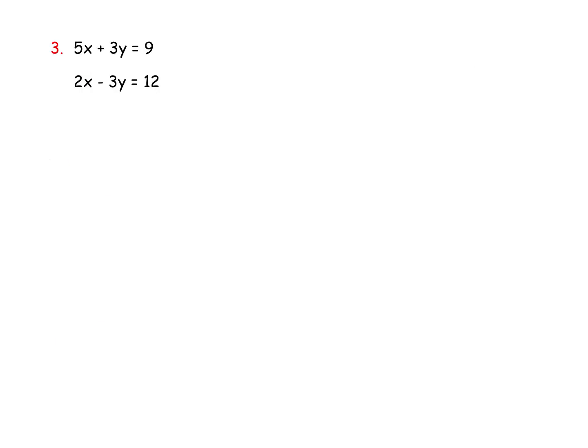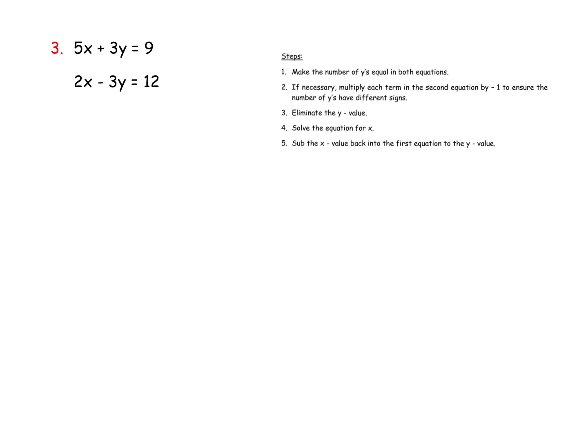Question 3 is very similar again, so I'm going to add in the rules for solving the simultaneous equations. Again, we're going to follow these 5 steps. Here we have the simultaneous equation 5x plus 3y is equal to 9 and 2x minus 3y is equal to 12. Firstly, we're going to make the number of y's equal in both equations. So we have plus 3y in the first equation and minus 3y in the second equation. So we can see that the number in front of y is the same in both equations. So that's step 1, already done for us.